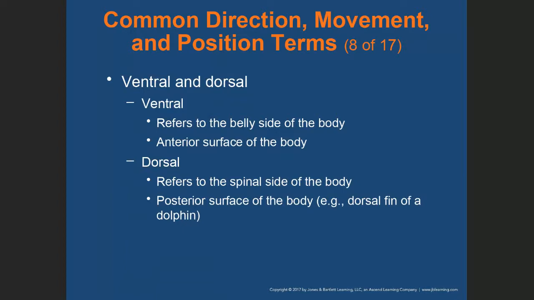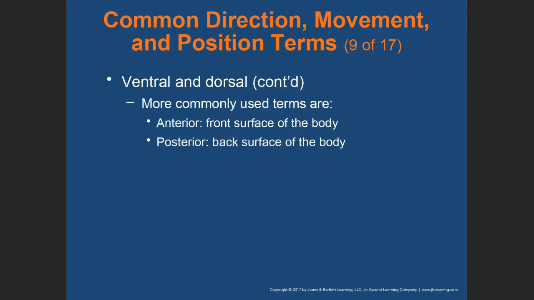Ventral and dorsal. Ventral refers to the belly side of the body, anterior surface of the body. Dorsal refers to the spinal side of the body, posterior surface of the body. Example: dorsal fin of a dolphin. More commonly used terms are anterior, front surface of the body; posterior, back surface of the body.